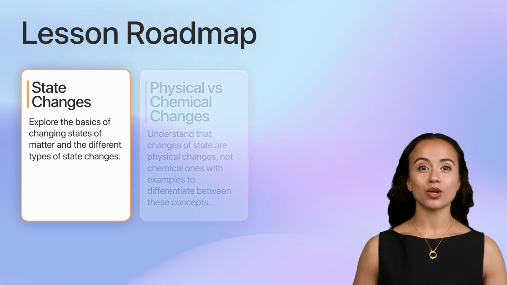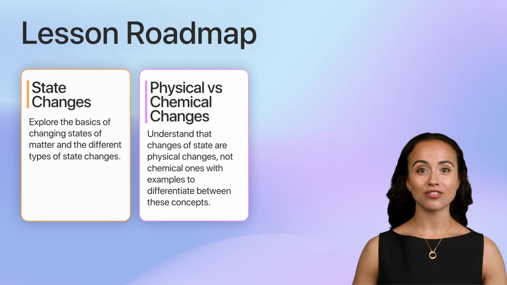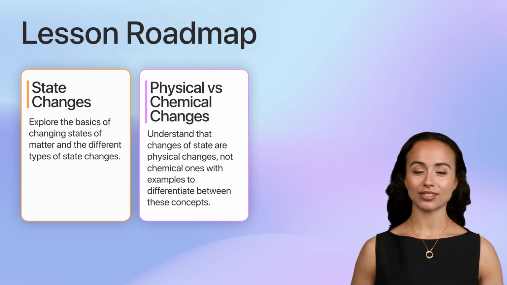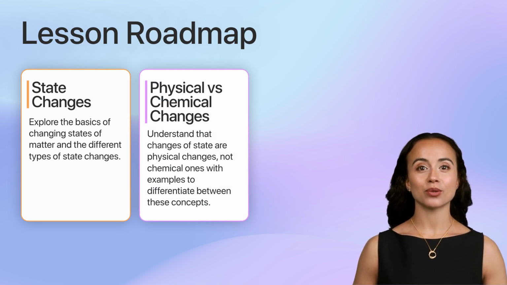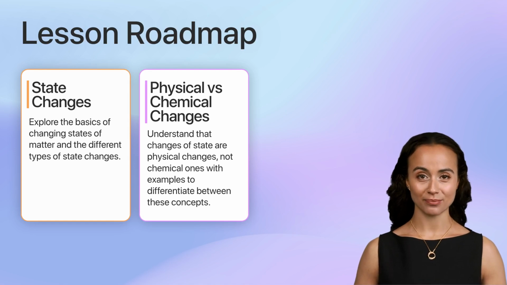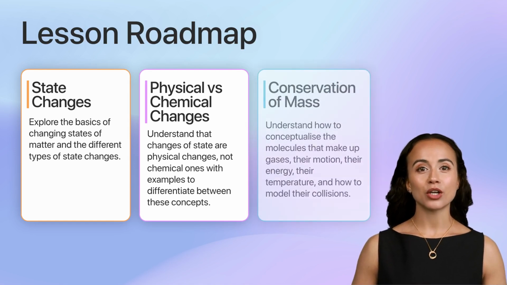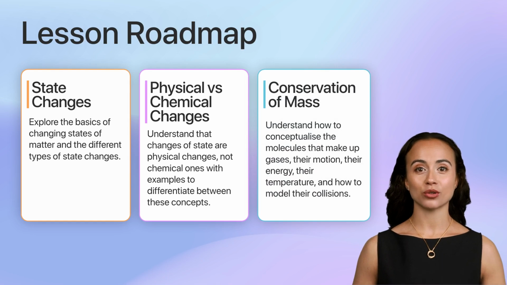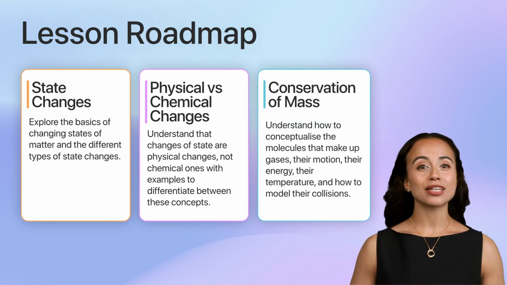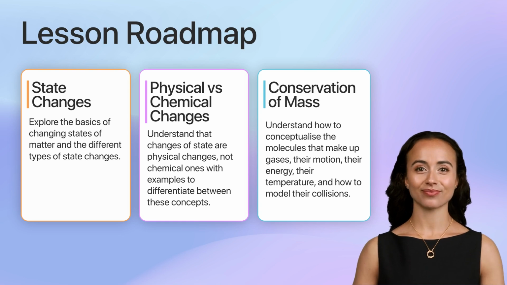Following this, we will understand that changes of state are physical changes, not chemical ones. We will differentiate between physical and chemical changes with examples to clarify these concepts. Finally, we will learn about the conservation of mass during state changes, a fundamental principle of physics.